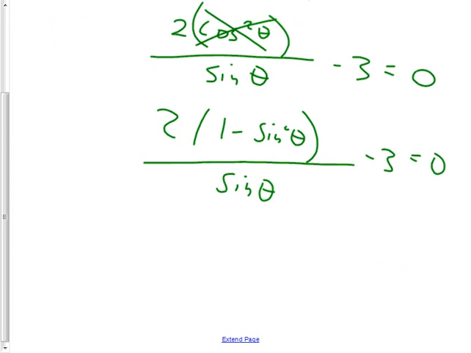I could factor this, and I don't know if it'll help me at all, but it's good for you to notice that that's a difference of squares. So therefore I could factor into 1 minus sine and 1 plus sine. But I don't think that helps.